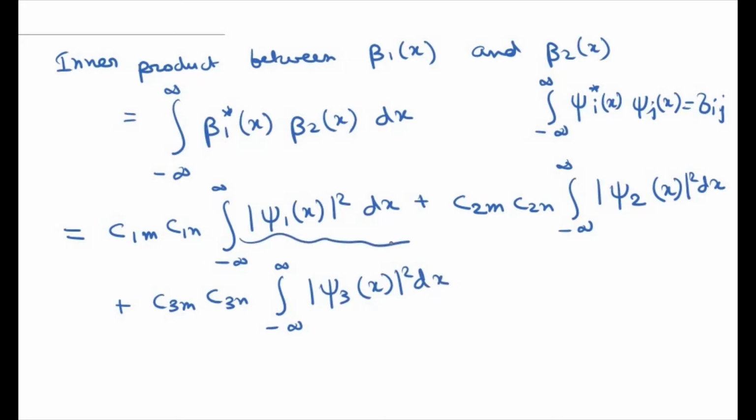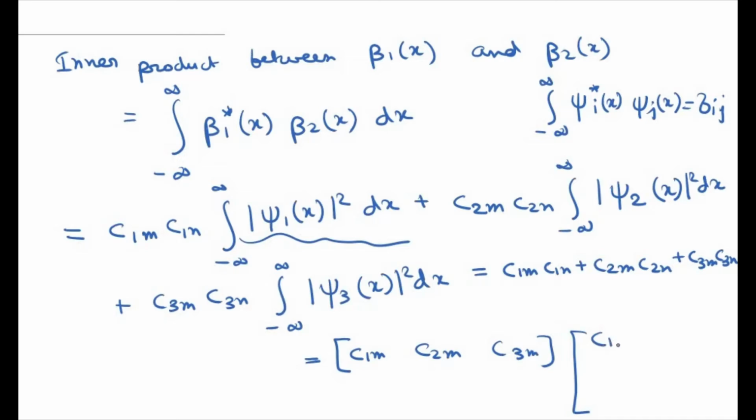Now this also comes from this condition over here: if i is equal to j, then this integral is basically 1. So this becomes equal to C1m C1n plus C2m C2n plus C3m C3n. And then in matrix notation we can again write it as the row C1m, C2m, C3m, multiplied by the column vector C1n, C2n, C3n.